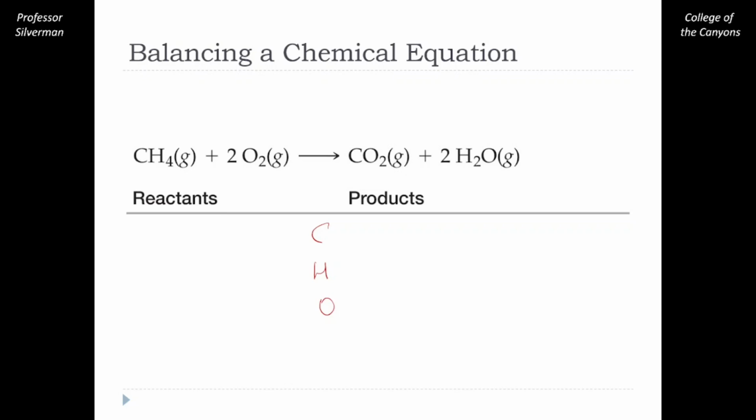We can do that tally method again. Here we have 1 carbon on the left, we have 1 carbon on the right. We have 4 hydrogens on the left, and we have a total of 4 hydrogens on the right. This 2 in the front multiplies all of our coefficients down below. Lastly, we have 2 times 2, so we have 4 oxygens to start with. And we have 2 plus another 2, so 4 that we end with. This is what we call a balanced reaction.